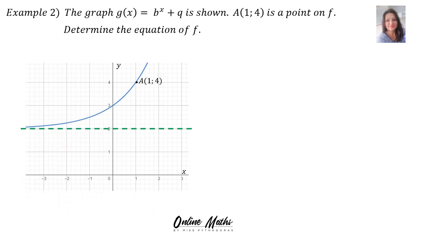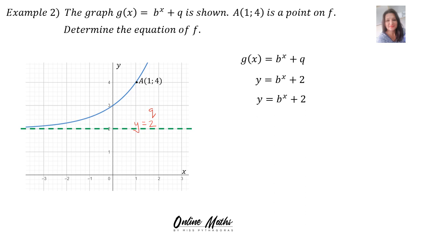Example 2. The graph g of x is equal to b to the x plus q is shown. A, 1, 4 is a point on f. Determine the equation of f. Again, they don't mention the horizontal asymptote. But when you go to the sketch, it's very clear that this dotted line over there, the line y is equal to 2, is indeed q's value. So we'll start with the equation. And then in q's place, we substitute 2, the horizontal asymptote.